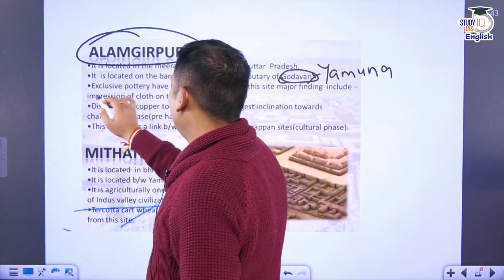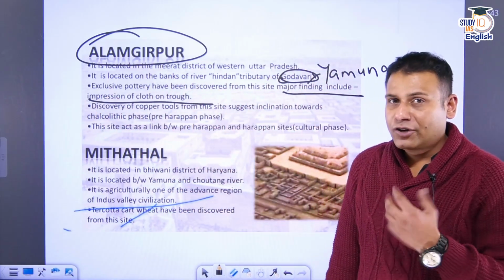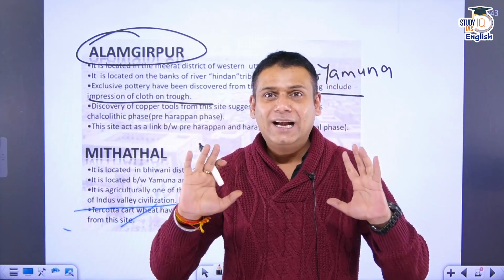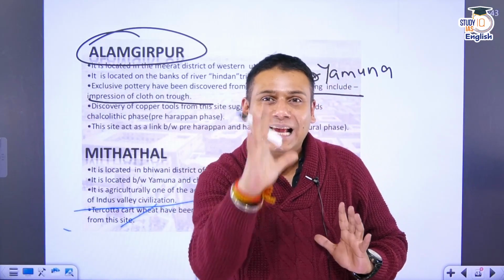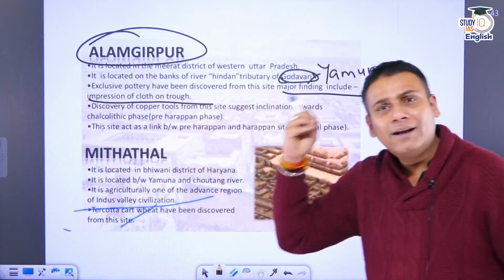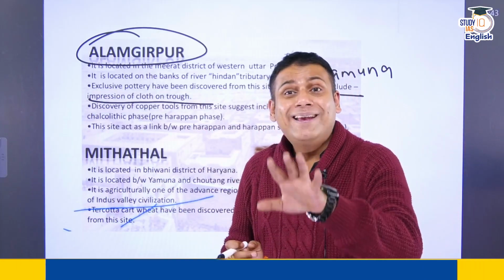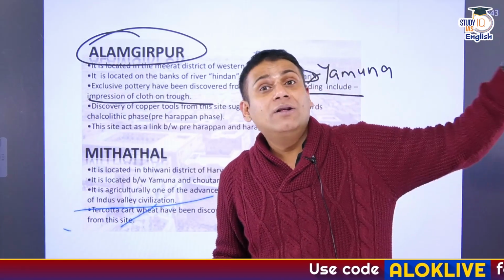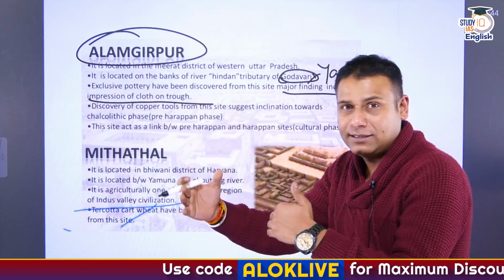Important findings from this site. The most important thing that you need to remember, cloth impression on a trowel. Now, what is cloth impression on a trowel? A painting is done on a cloth and that painting is exactly put on the earthen vessel so that the painting gets replicated on that vessel. And this is referred as cloth impression on a trowel in simple words. So this have been found at the site of Alamgirpur for the first time. Certain amount of copper have been found here. So we can here infer that probably it might also be a Chalcolithic site initially. So it depicts pre-Harappan as well as Harappan cultural phase.